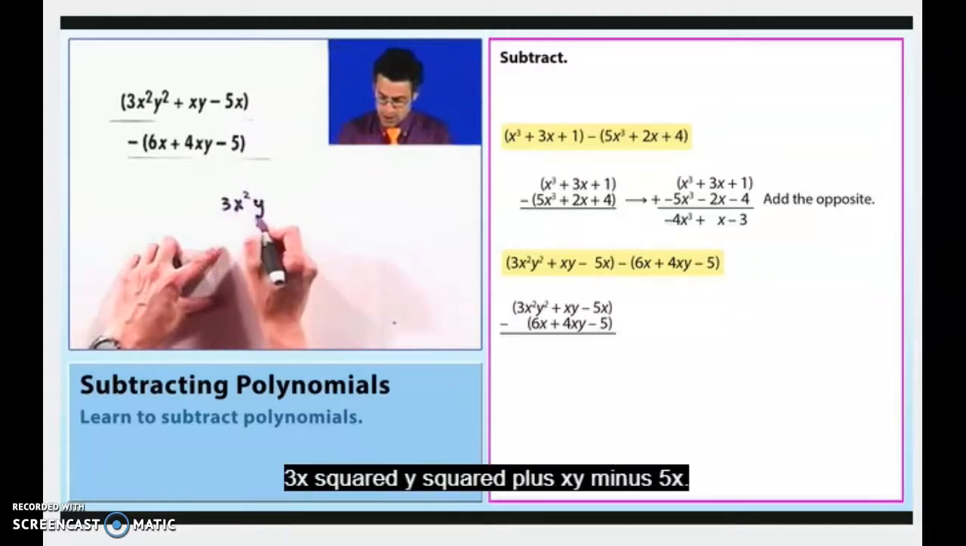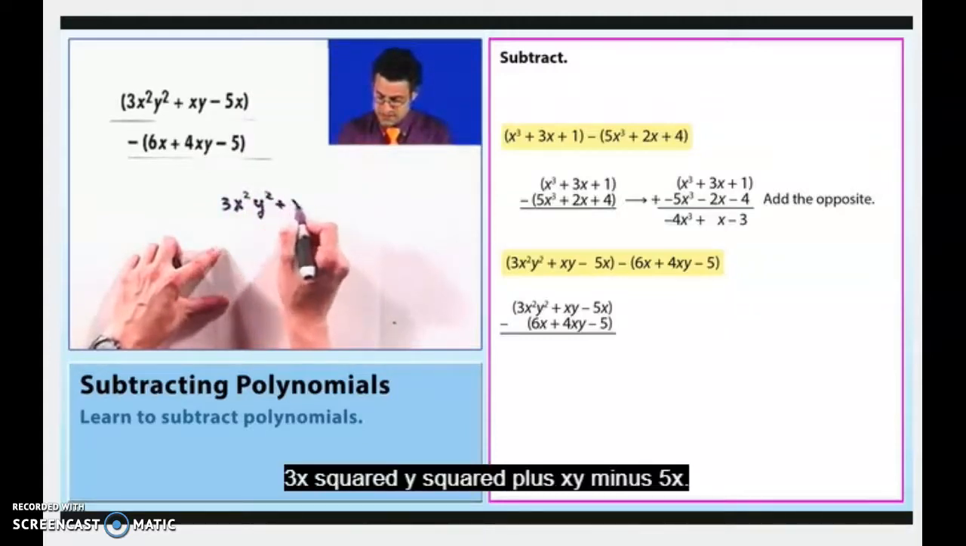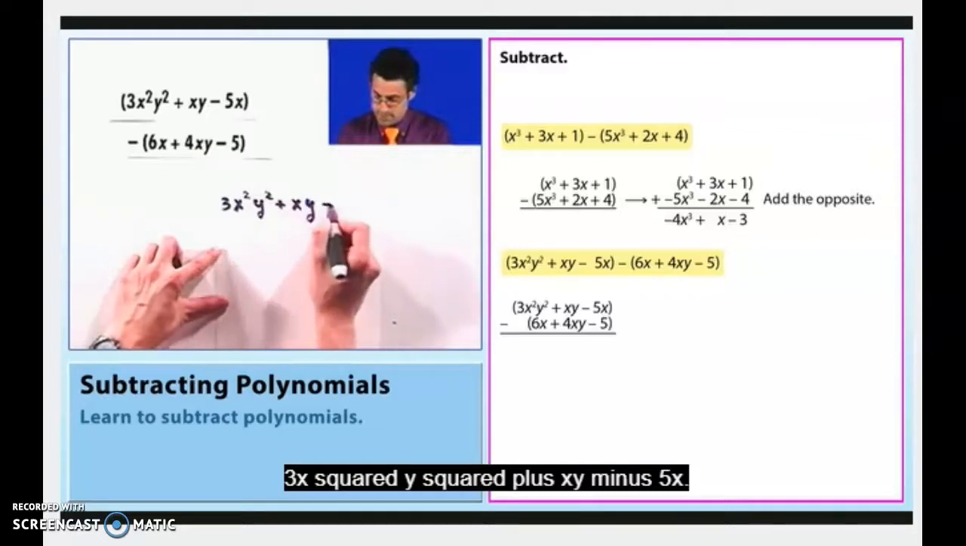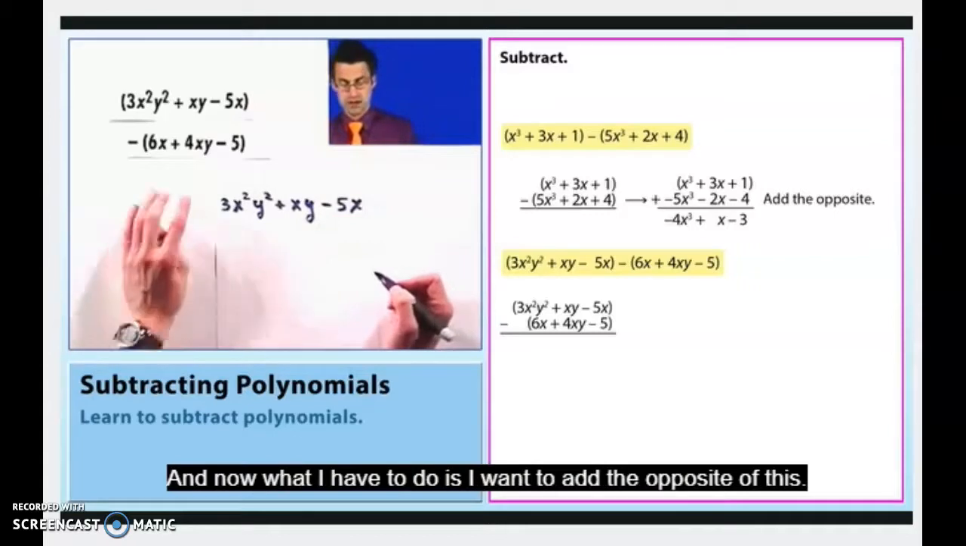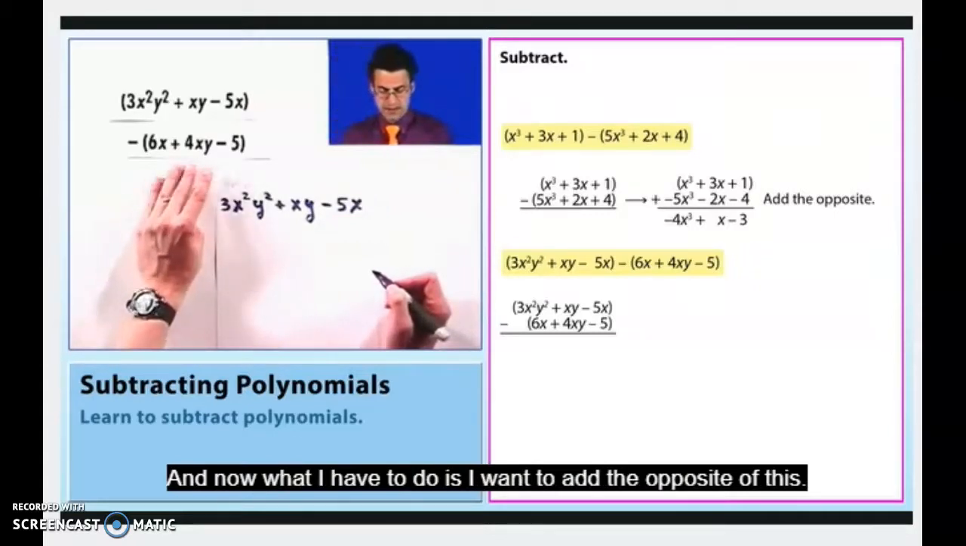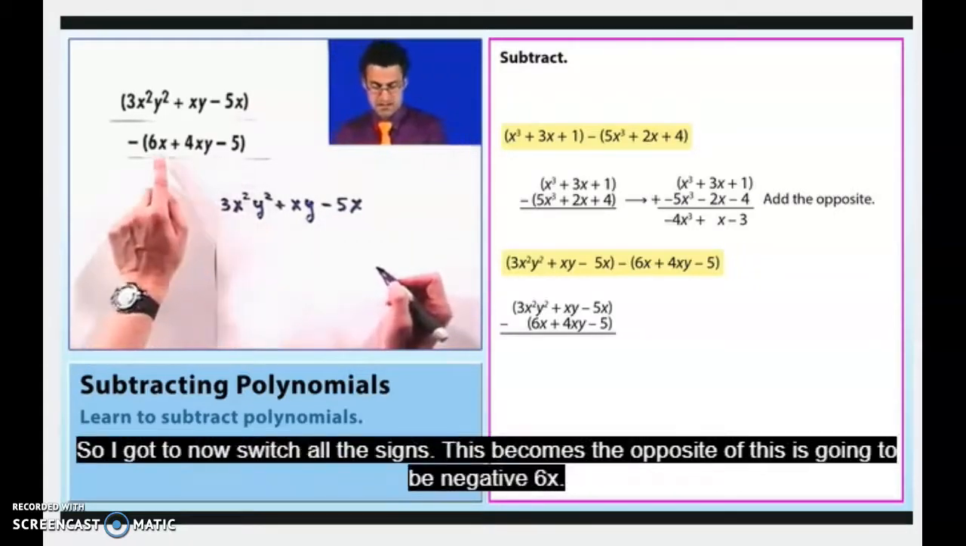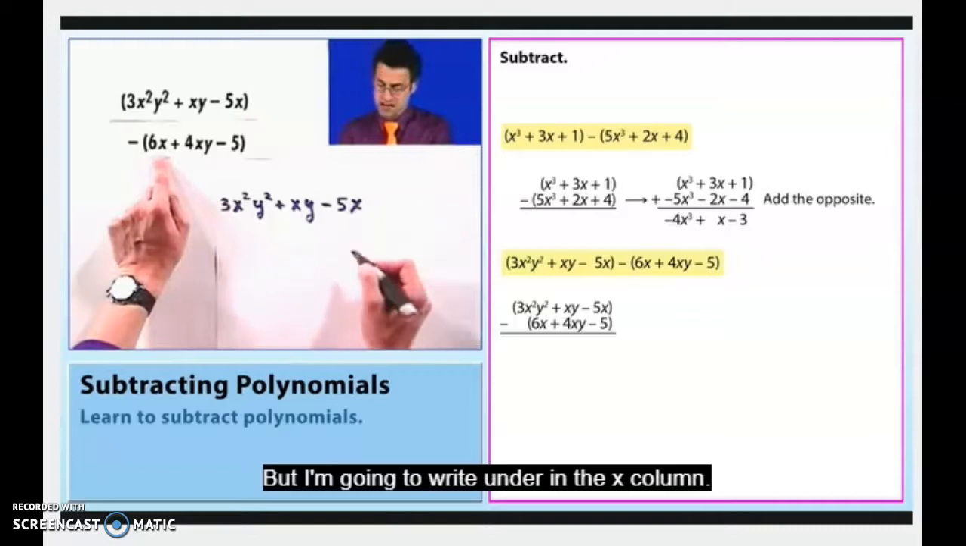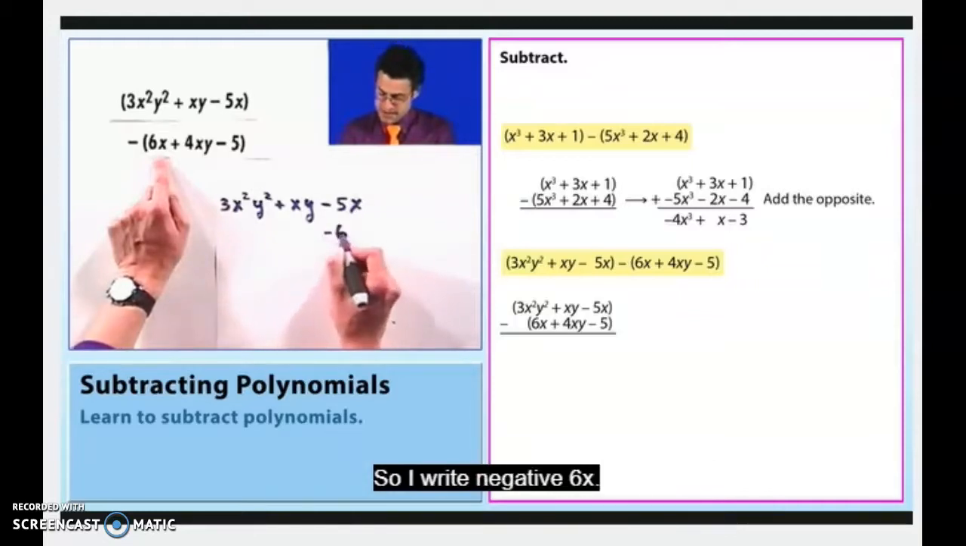3x squared y squared plus xy minus 5x. And now what I have to do is I want to add the opposite of this. So I've got to now switch all the signs. The opposite of this is going to be negative 6x, but I'm going to write it under in the x column. So I write negative 6x.